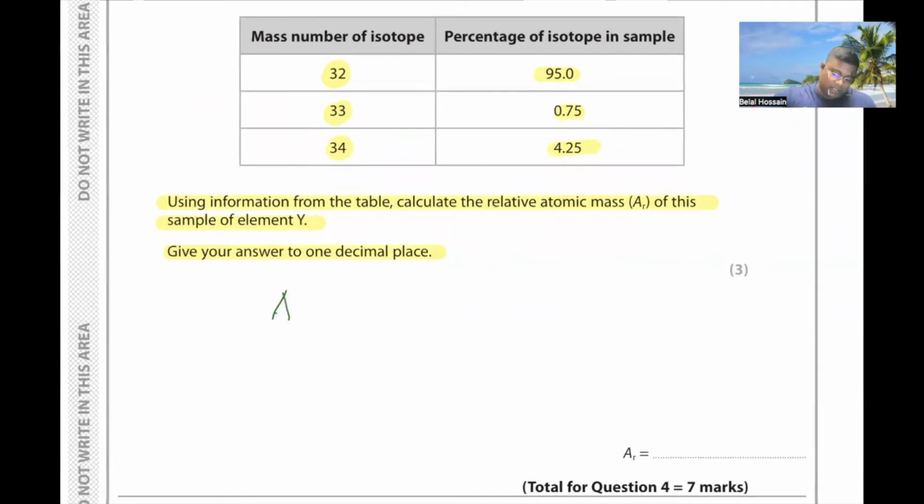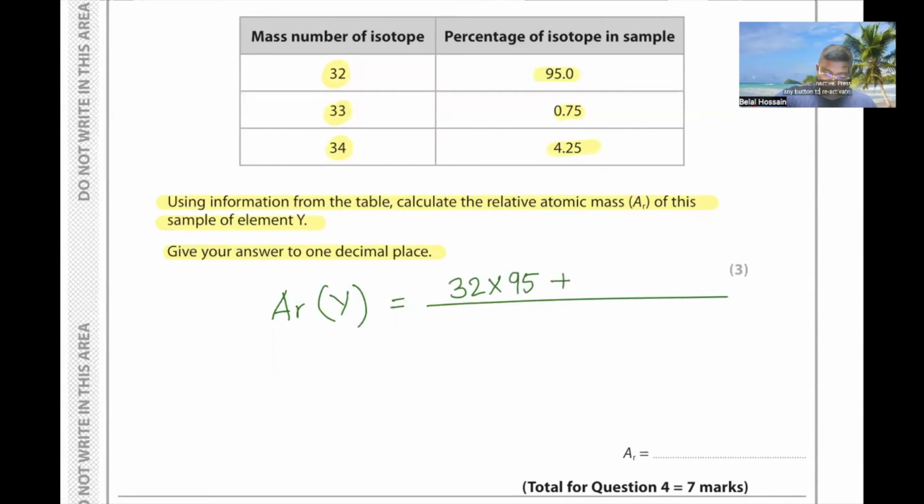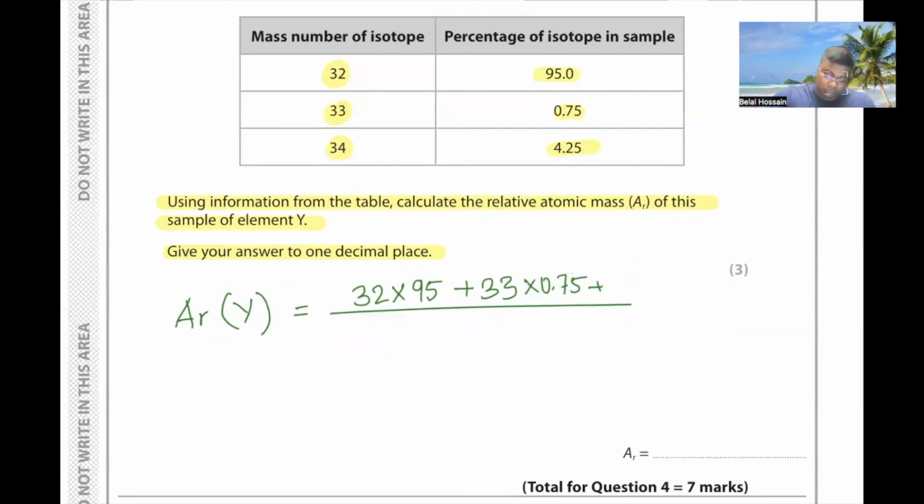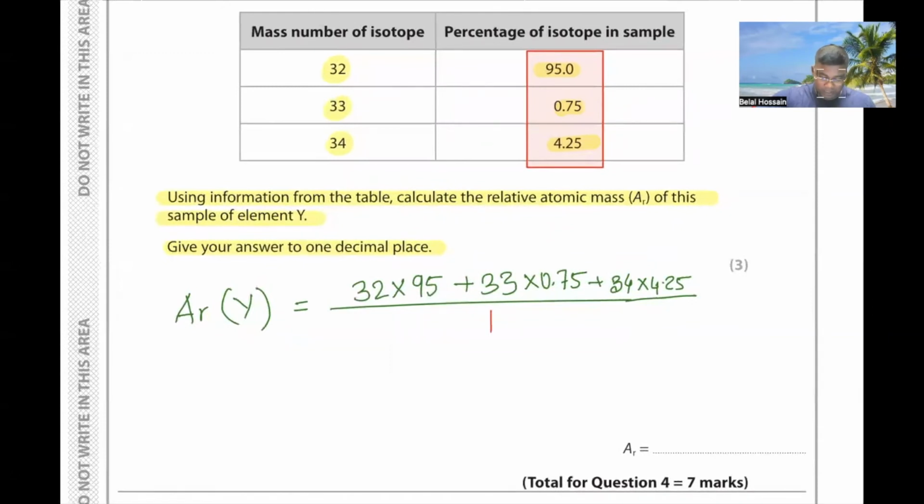So when we are asked to find out AR of a particular element, we must multiply the mass number of their isotope with the percentage abundance that they have. Then we repeat the process with all of them. And then we're going to add up all of their percentages, because we need to be careful about this one, because sometimes it doesn't add up to 100. In this case, it does. So we're just going to divide it by 100.